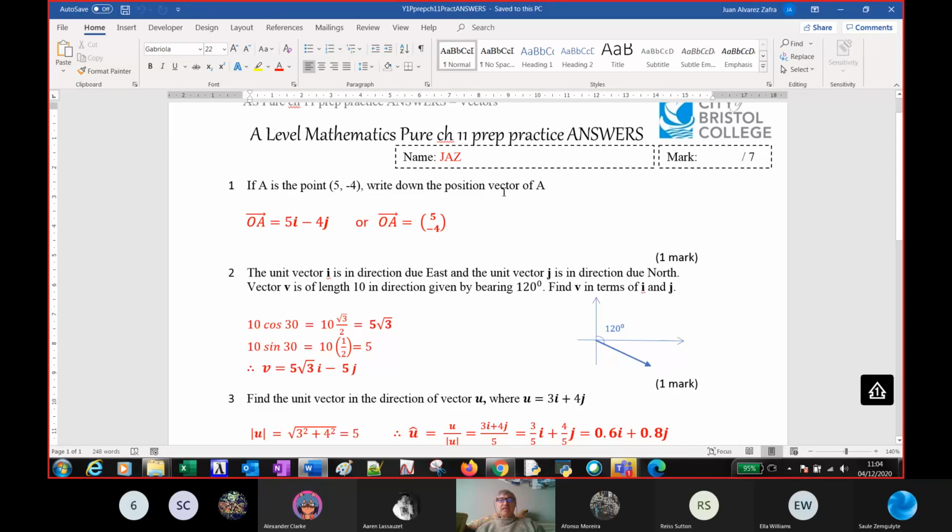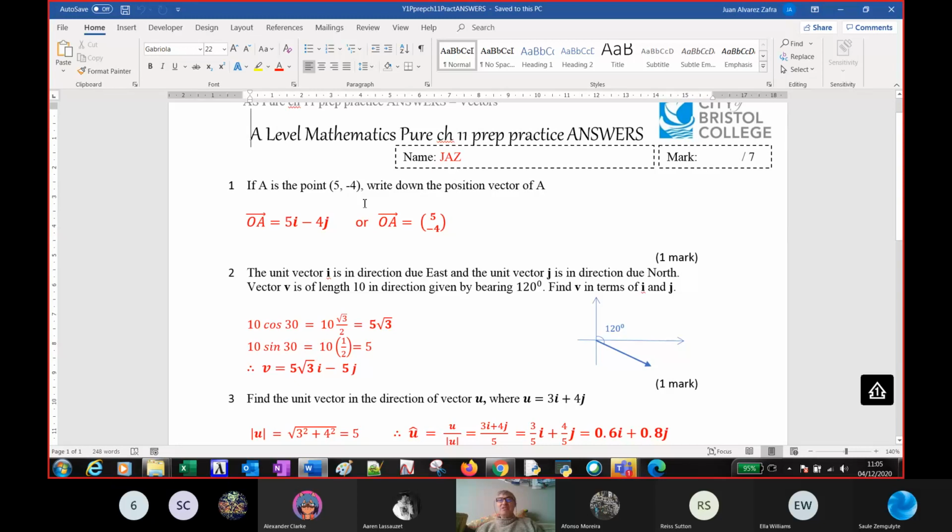Now, a vector tells you how to get somewhere, and a position vector tells you how to get to somewhere from the origin. So the position vector of A is going to be, how do you get to A from the origin? And of course, if A is at 5, -4, we get there by moving 5 in the positive x direction using a unit vector i, and we go 4 in the negative y direction by using the unit vector j, which takes you in the positive y direction. So we need 5i - 4j.